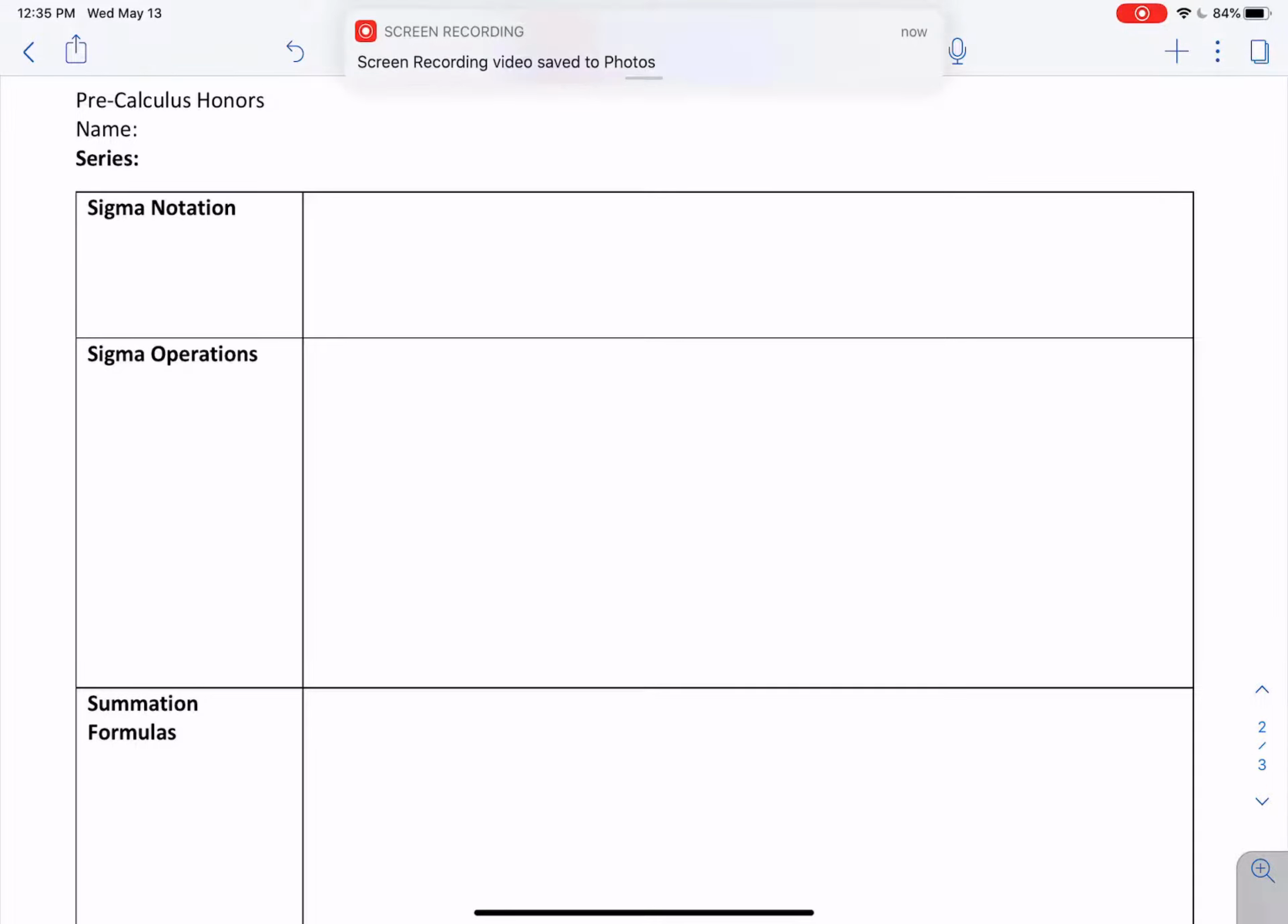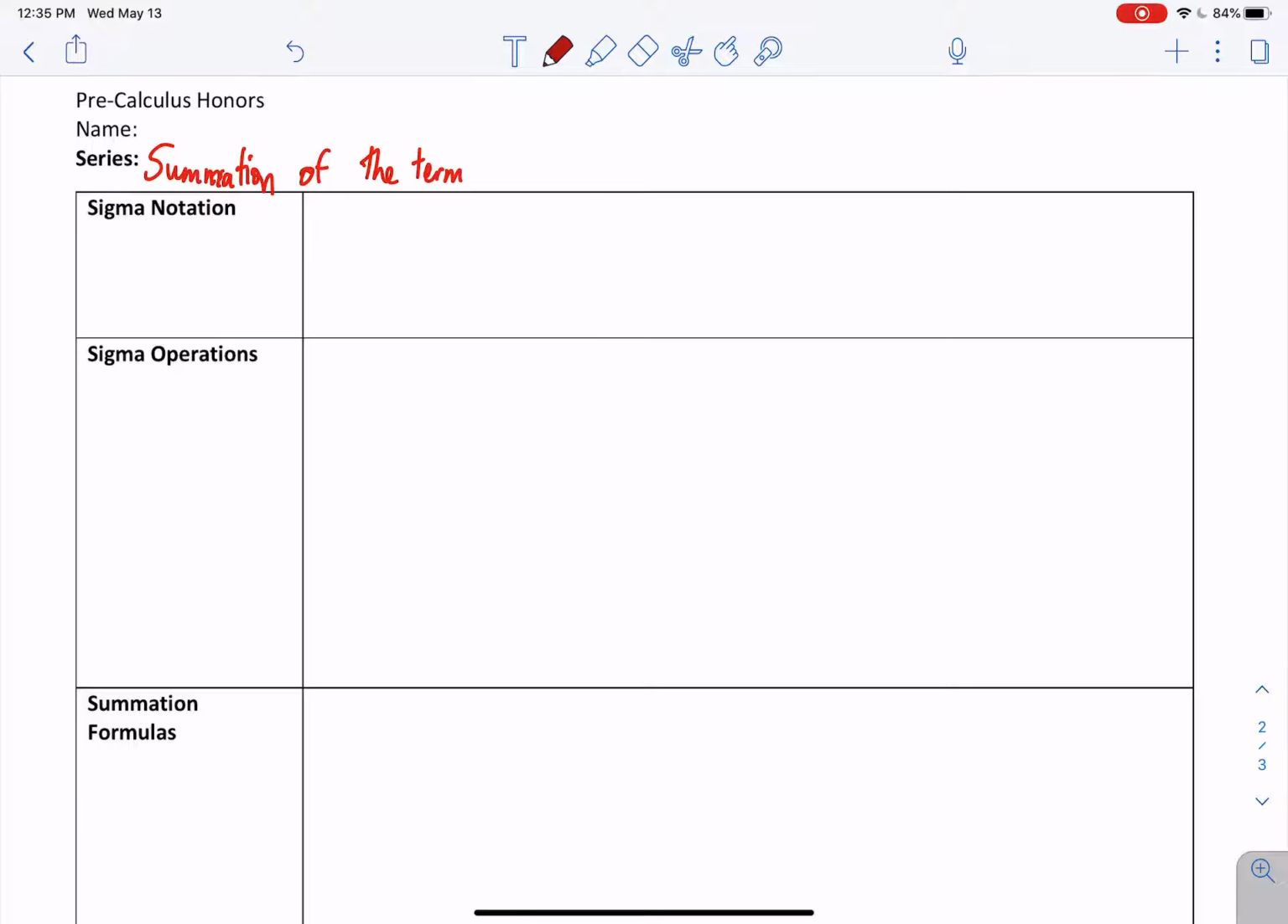Okay, so now we're going to go over series. So series are like sequences, except we're using all those sequence terms added up. It's the summation of all the terms in a sequence. So we're adding up the summation of the terms in a sequence.